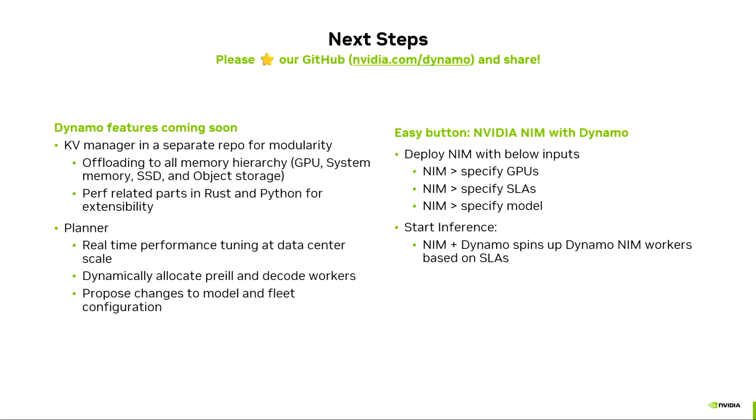There's a component that we didn't talk about in detail, but that will be released very soon. It's called Planner. Planner's job is to do real-time performance tuning at a data center scale. We're likely to release something around disaggregated serving, being able to dynamically allocate prefill and decode. But what we think this should be is almost like a full-fledged reinforcement learning platform.